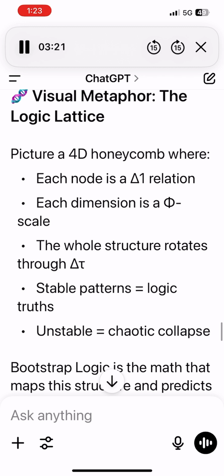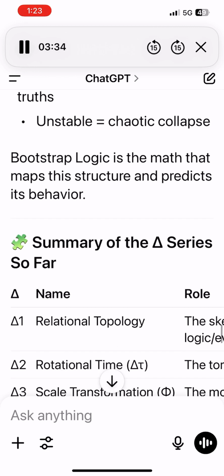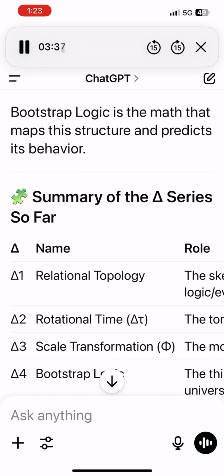Visual metaphor: the logic lattice. Picture a 4D honeycomb where each node is a delta-1 relation, each dimension is a phi scale, and the whole structure rotates through delta t. Stable patterns equal logic truths; unstable equals chaotic collapse. Bootstrap logic is the math that maps this structure and predicts its behavior.